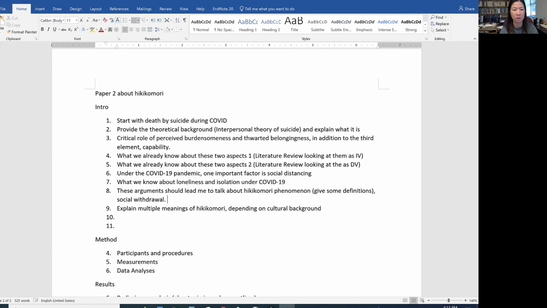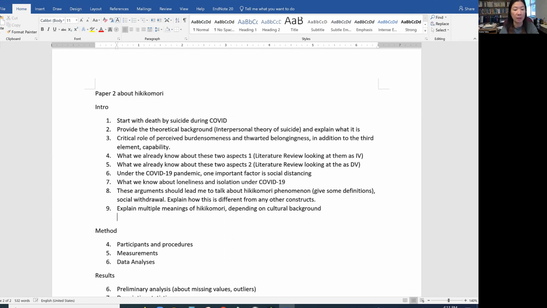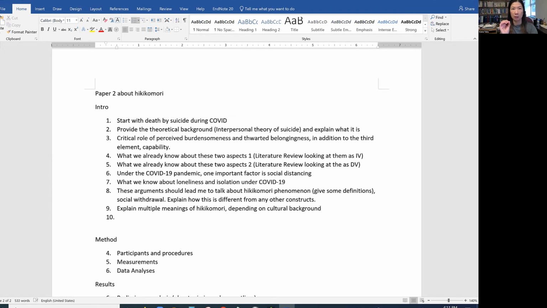So give some definitions, social withdrawal, and explain how this is different from any other construct. And then I want to explain multiple meanings of hikikomori. That way it is worth actually studying, because if it only had a negative impact, then it would be obvious. I don't want to make it too obvious, because it is still controversial. That's why we want to study it.